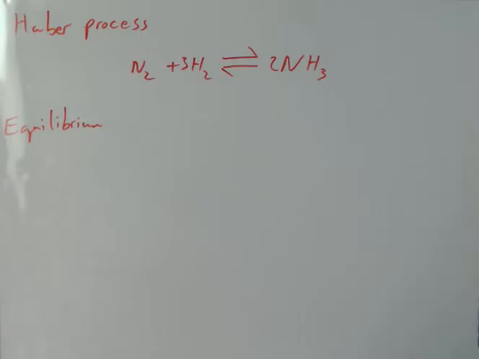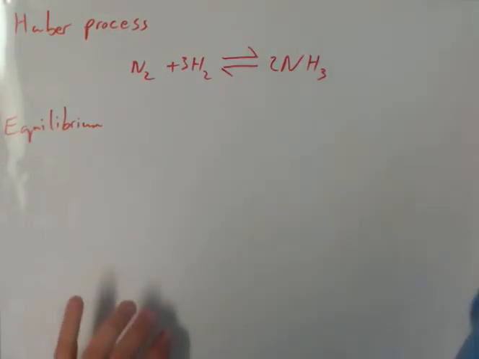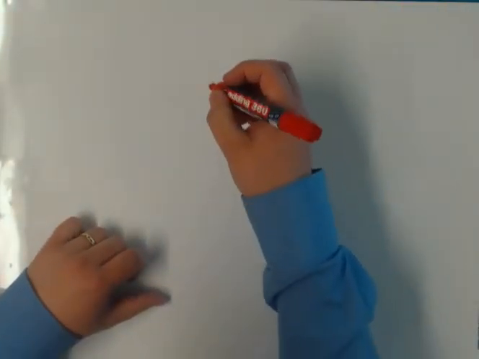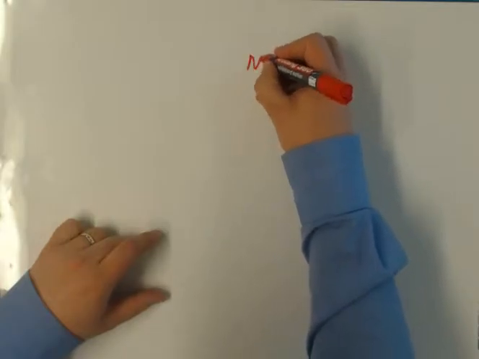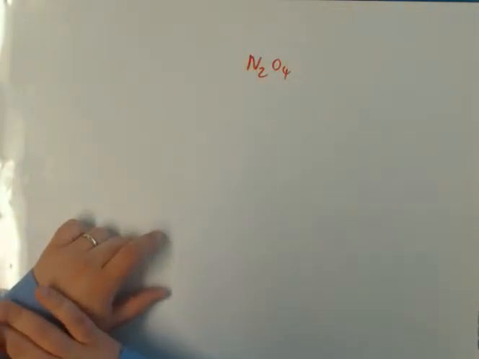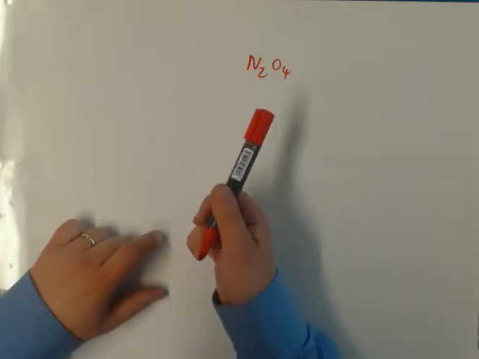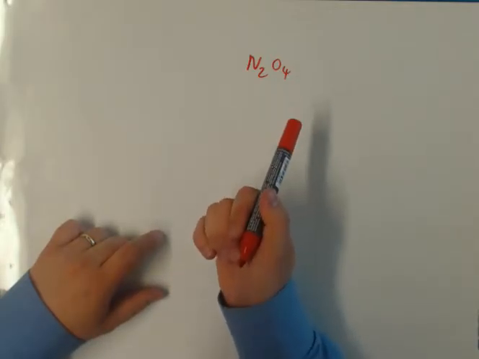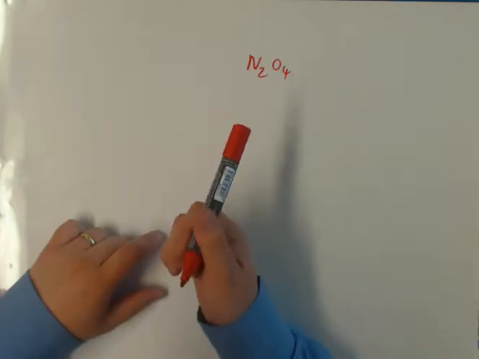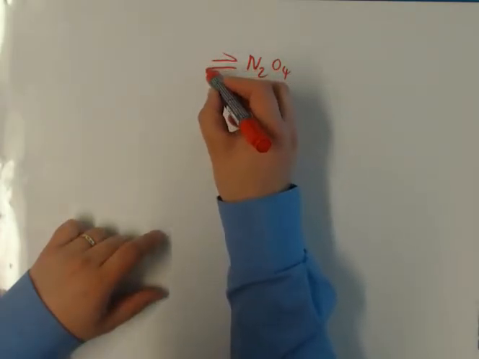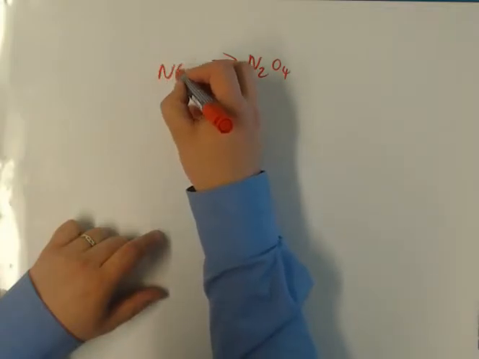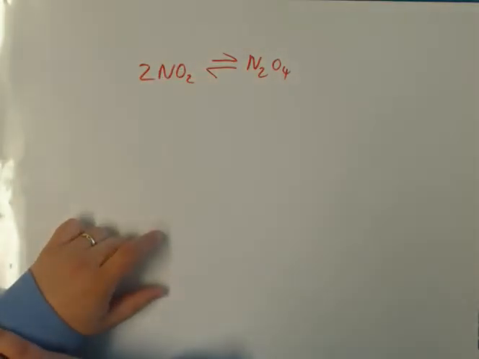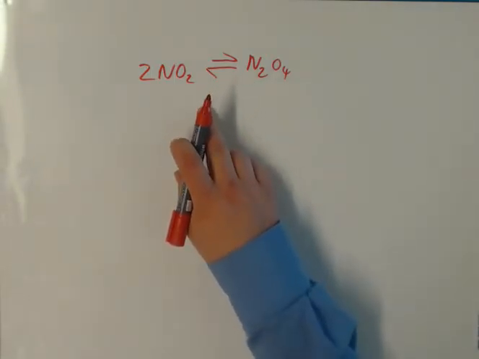For instance, let's talk about rocket fuel. Let's get rid of the Haber process. Did that before. Let's do rocket fuel. Dinitrogen tetroxide, N2O4. Lots and lots of oxygen in there. Really useful for propellants. The old space shuttles used it. It's a really useful compound, and it's in equilibrium with nitrogen dioxide.